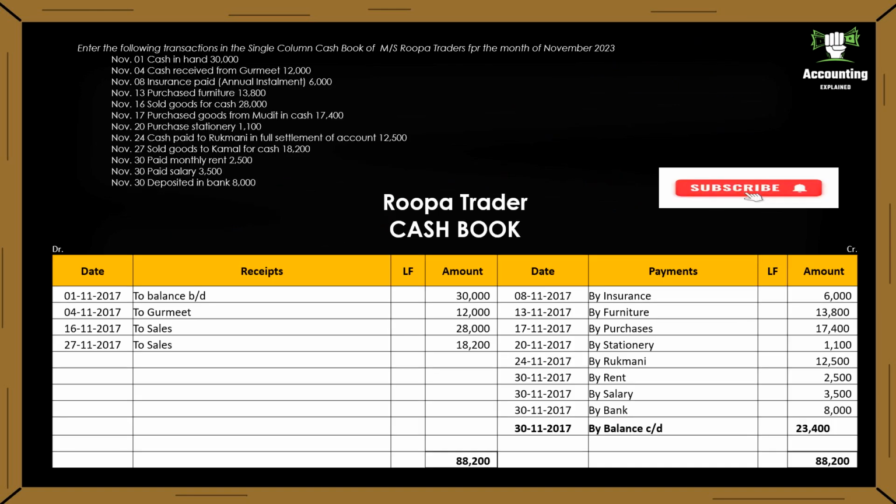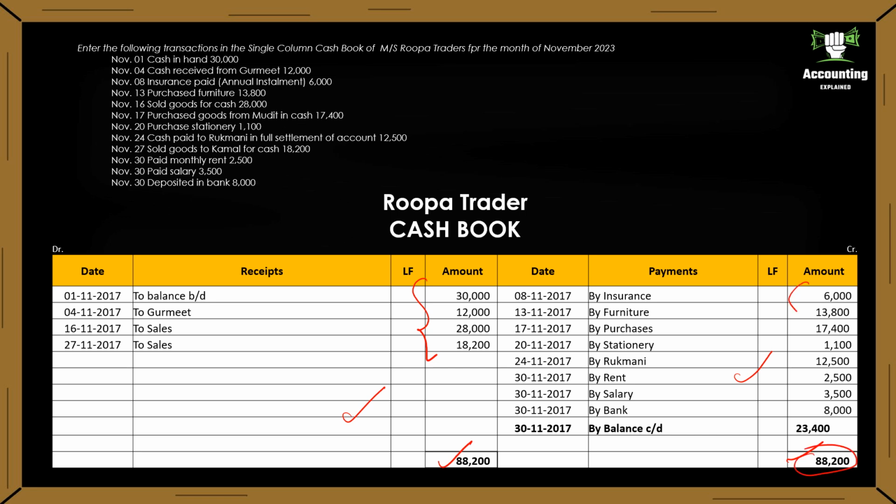We have completed all the transactions. Now we will find the balance. On seeing the cash book, we can find that the debit side has more balance when compared to the credit side. So you will total all these things and write the total on both the sides, 88,200, 88,200. Now you are going to deduct from this 88,200 the amounts 6,000, 13,800, 17,400, 1,100, 12,500, 2,500, 3,500 and 8,000. On deducting all these amounts from 88,200, we get the balance of 23,400.